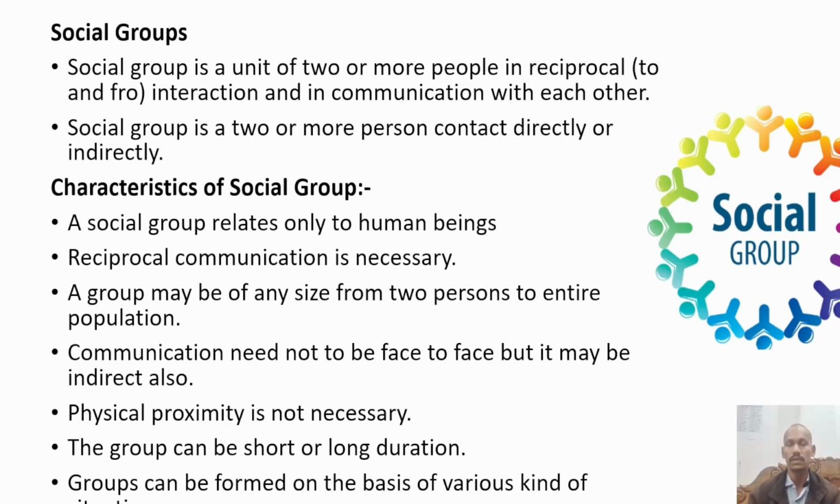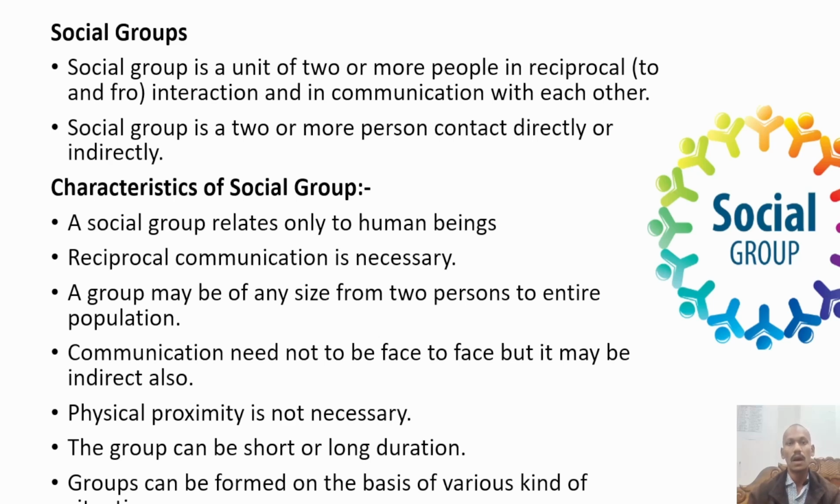So we have to understand that when we are in reciprocal communication, when we are giving something, we should also receive things. Otherwise, it will be only a one-sided relation and it won't work. So that is one of the characteristics of a social group.